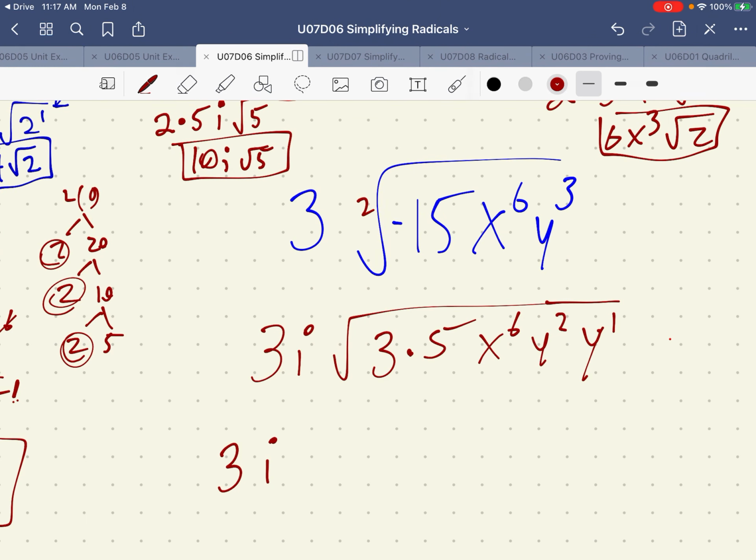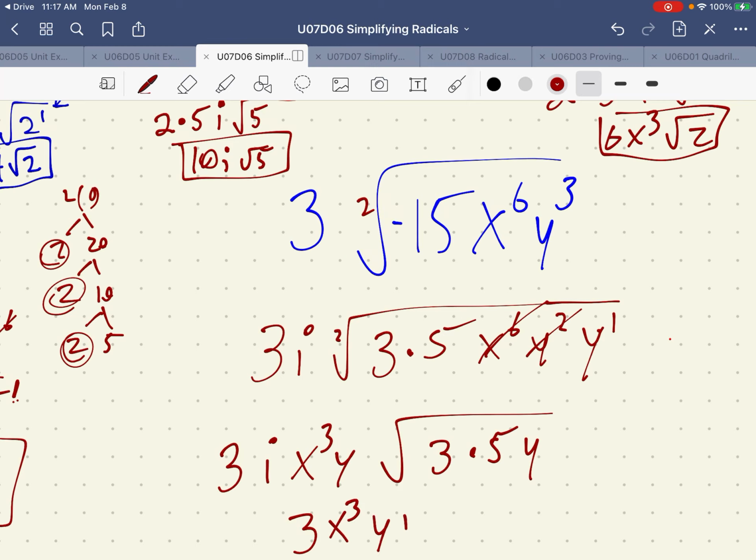So we're just going to do the same thing we did a moment ago. 3i. The x to the sixth will come out as x to the third. The y to the second will come out as y. And everything else will stay inside of the radical because they did not have an exponent that was divisible by the index. So the final answer here is 3x to the third y i radical 15y.